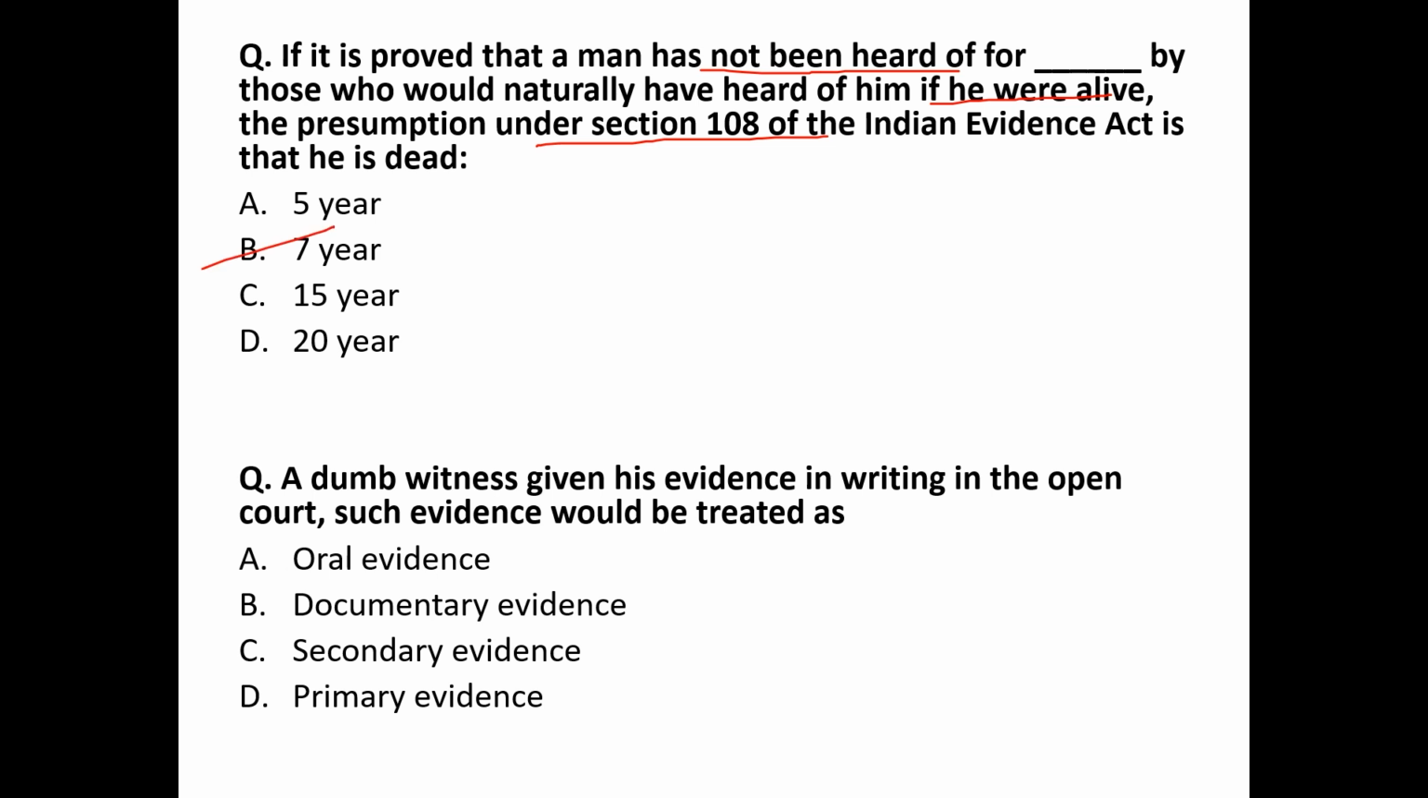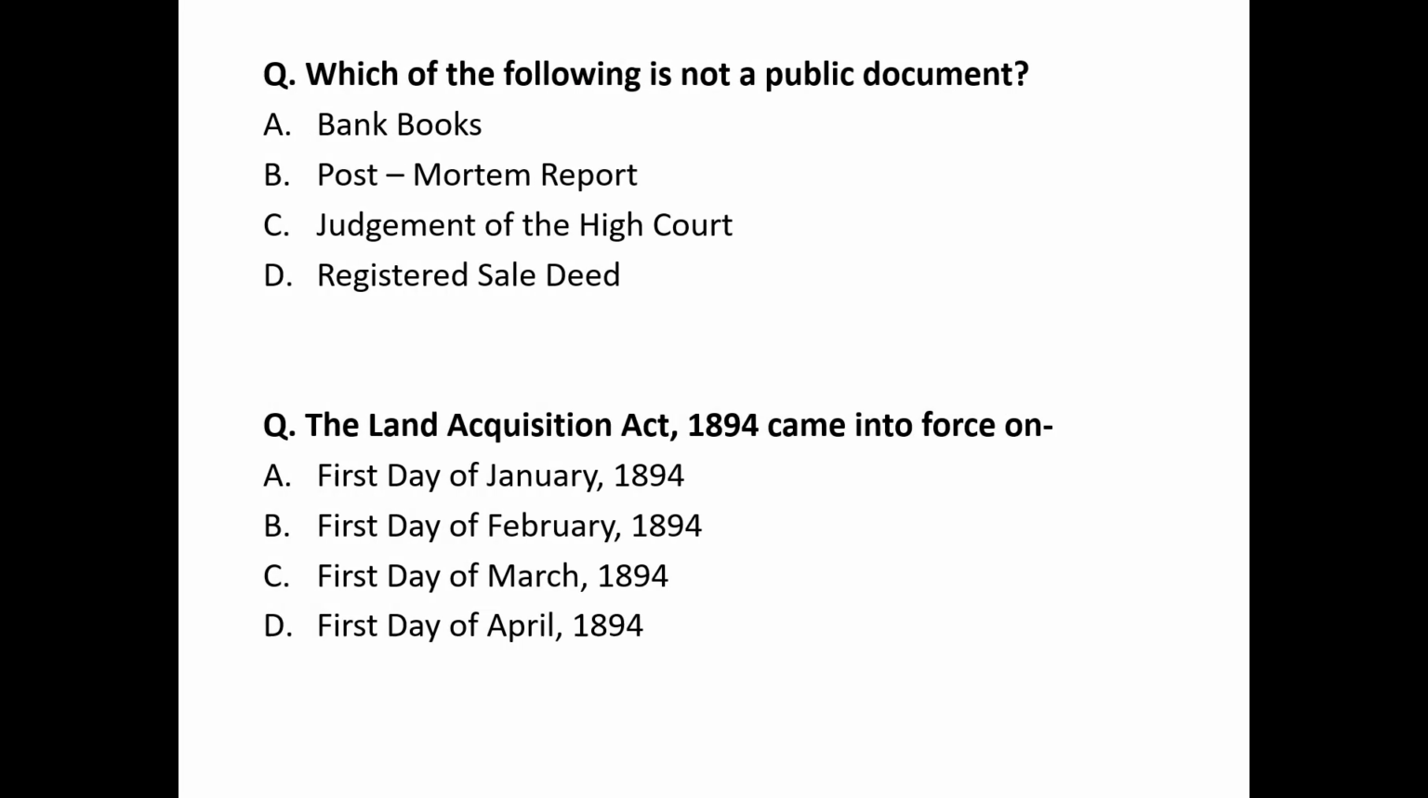Next question. A dumb witness gives his statement in writing in open court. Such evidence would be treated as oral evidence. Option A. Next question. Which of the following is not a public document? Bank books, private document. Postmortem report, private document. Judgment of the High Court, public document. Registered sale deed, private document. So this question was also deleted because the answers were not proper.